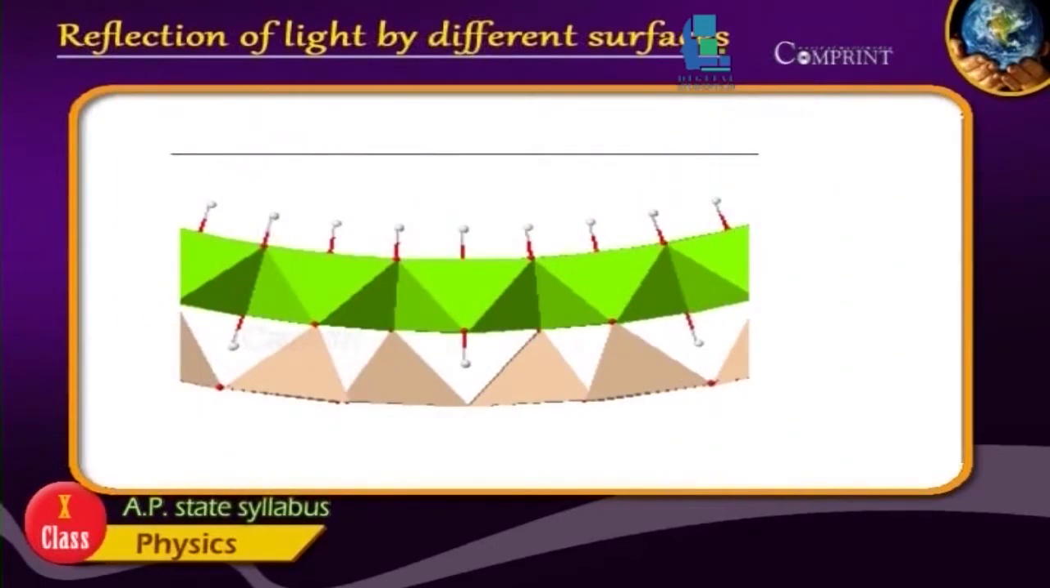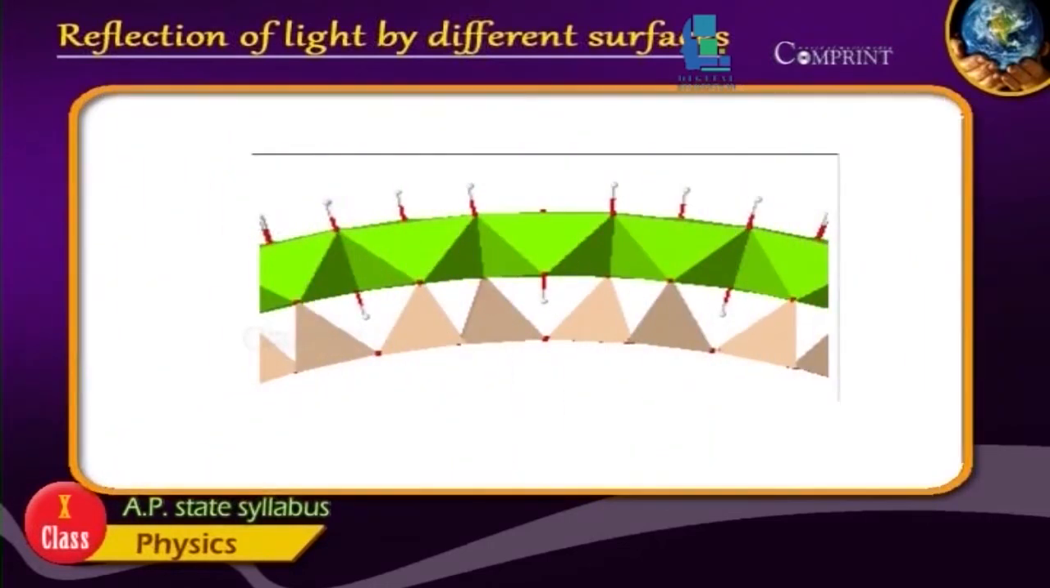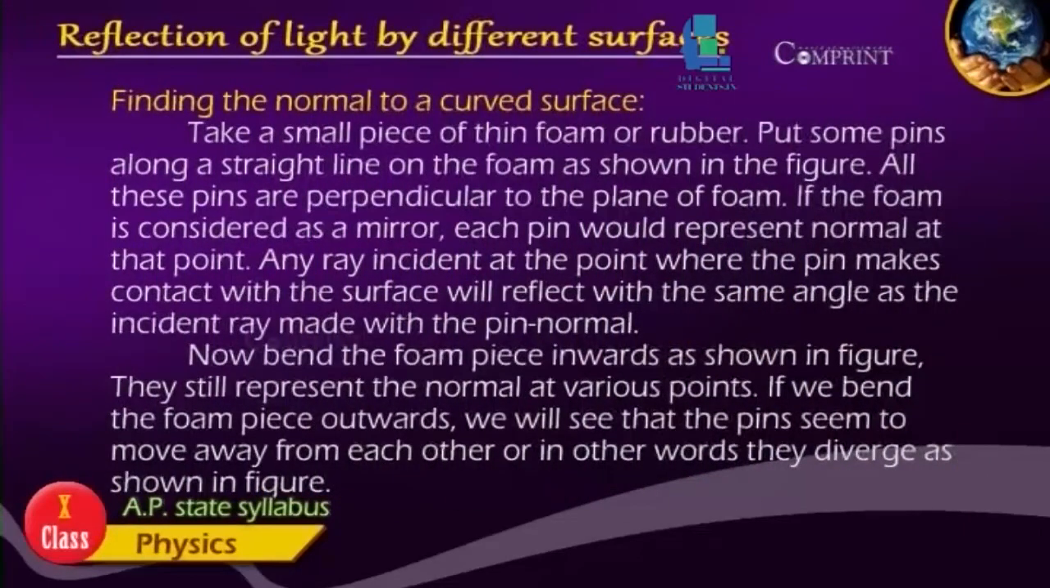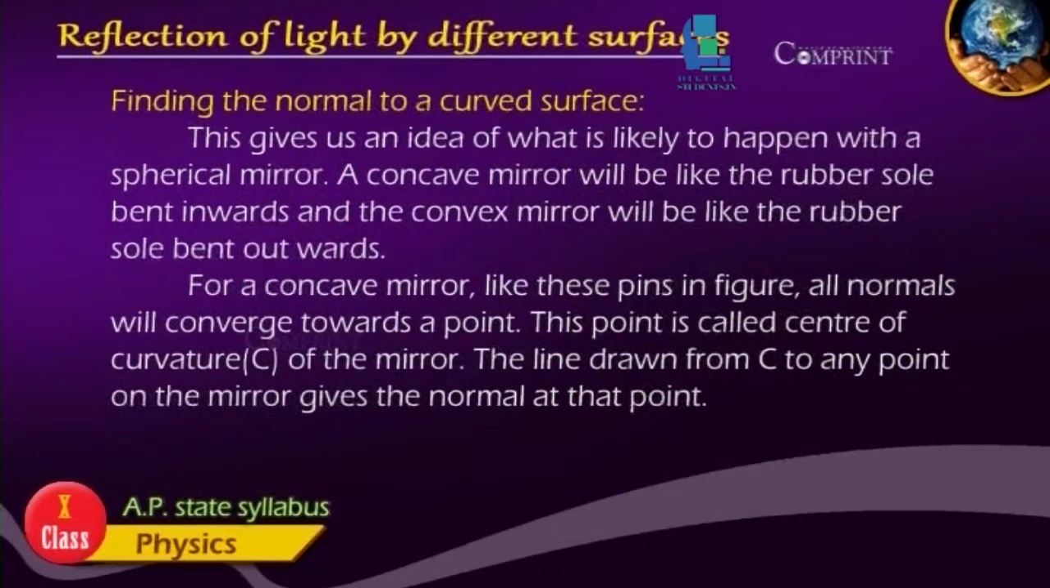Now bend the foam piece inwards as shown in the figure. They still represent the normal at various points. If we bend the foam piece outwards, we will see that the pins seem to move away from each other, or in other words, they diverge as shown in the figure. This gives us an idea of what is likely to happen with a spherical mirror.